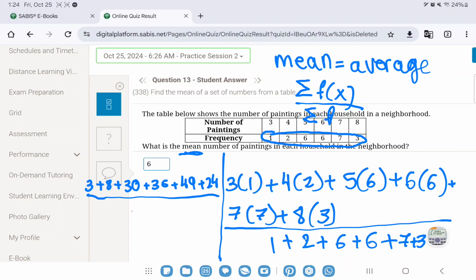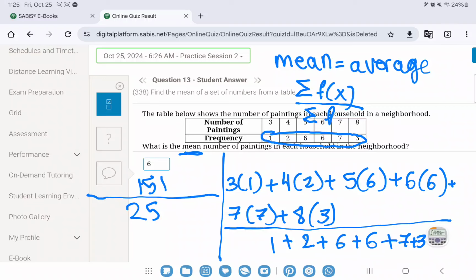Yep, like I said, I calculated something wrong. It's 25. But anyways, then we're gonna put all of this in our calculators. Again, I would do it on the calculator on screen, but since I'm using this, I can't. 3 plus 8 plus 30 plus 36 plus 49 plus 24. This is all equal to 151. So when you do 151, divide by 25.